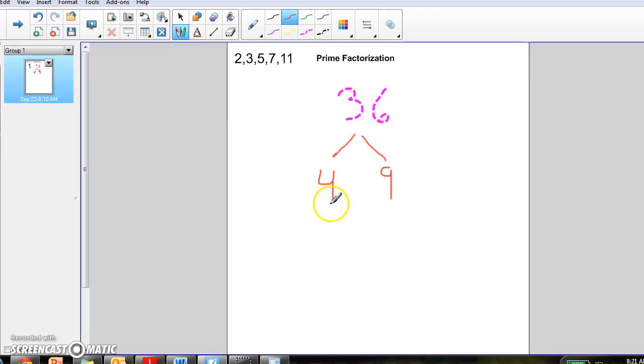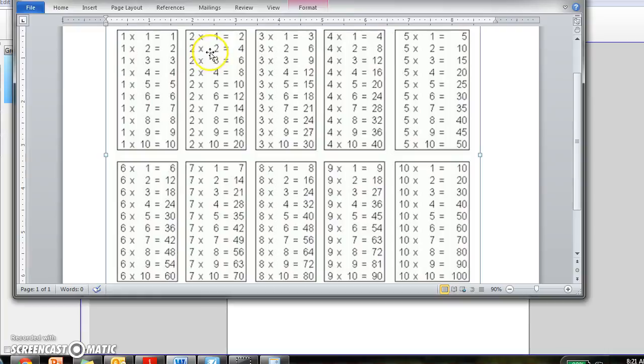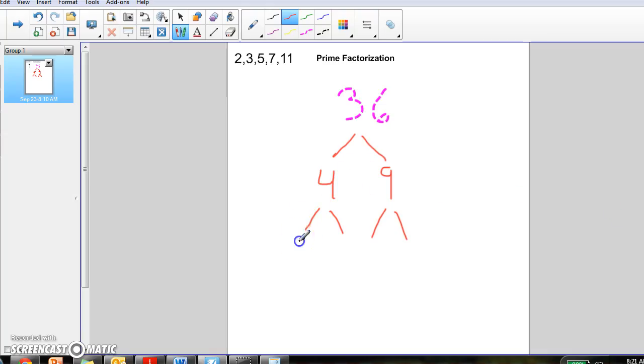Okay. Are any of these prime? I'm going to look. 4, nope, not prime. 9, nope, not a prime. So I need to make a tree from both of them now. What times what equals 4? 2 times 2 equals 4. Cool. Circle. So I have 2 primes.